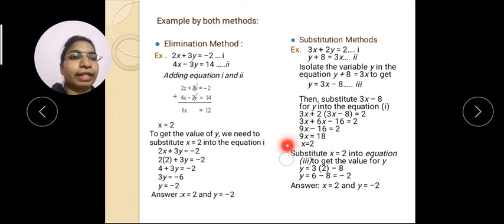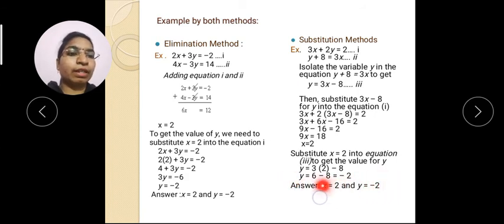Then, after getting the value of x is equal to 2, what do you have to do? You have to substitute this value in equation third, because it is a simple equation. So, x is 2, 3 twos are 6, 6 minus 8, you will get minus 2. So, this is the solution of the given simultaneous equations.